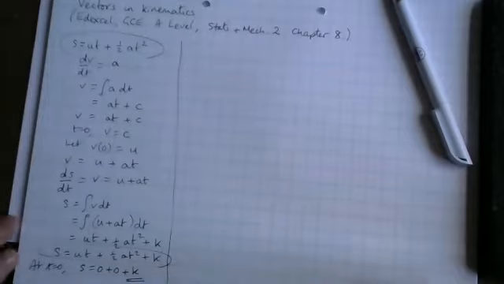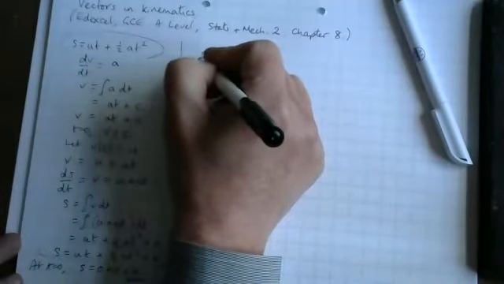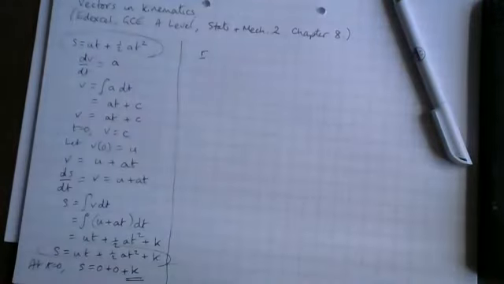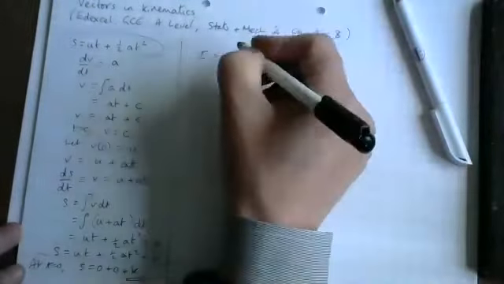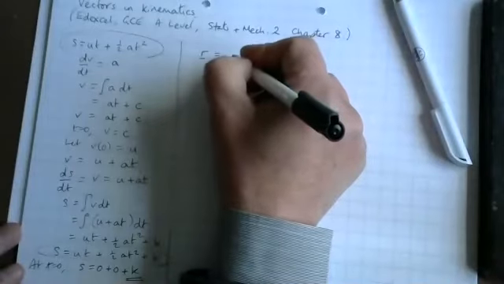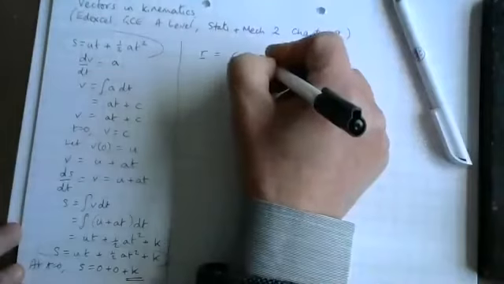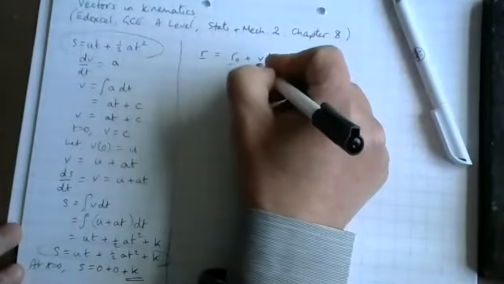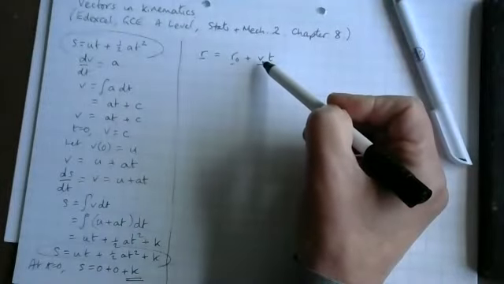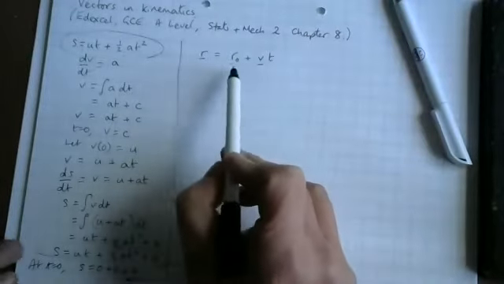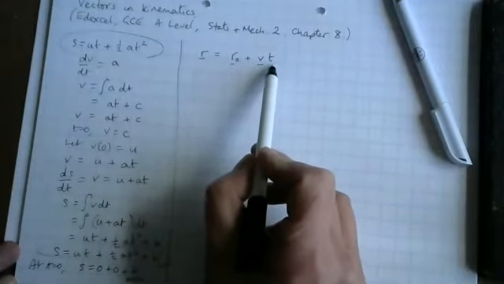They tell us that we're going to use a vector for position. So our vector r will be our position, and it will be our initial position r0 plus vt, where v is a constant. So if the velocity is constant, then our position will be r0 plus constant times time.